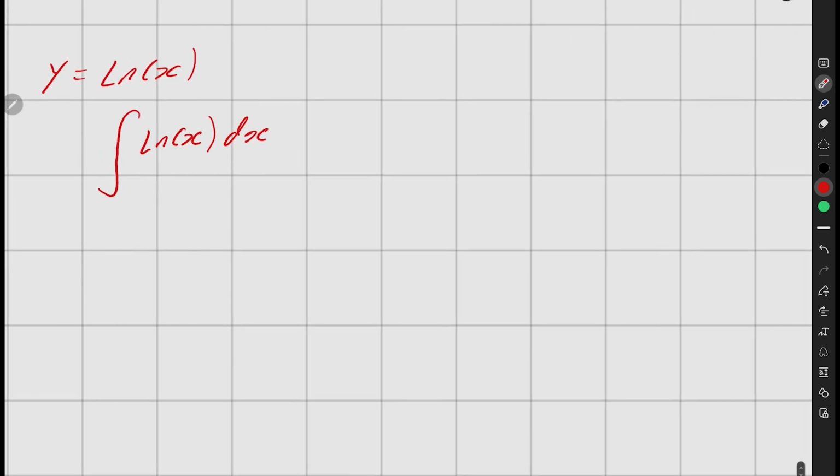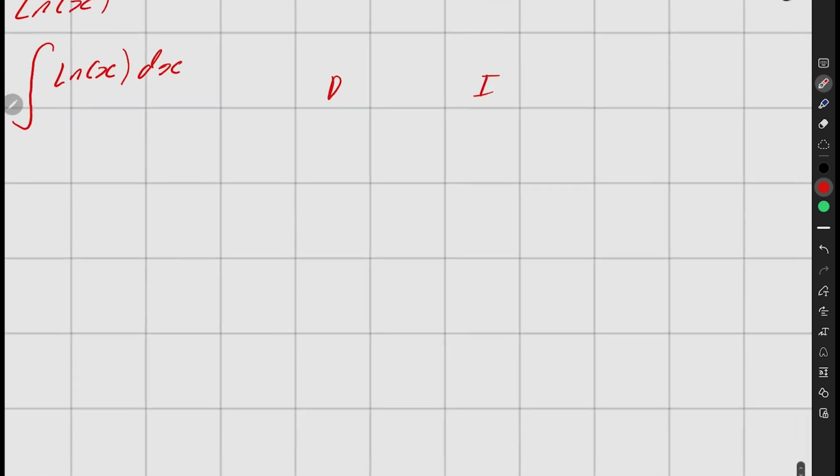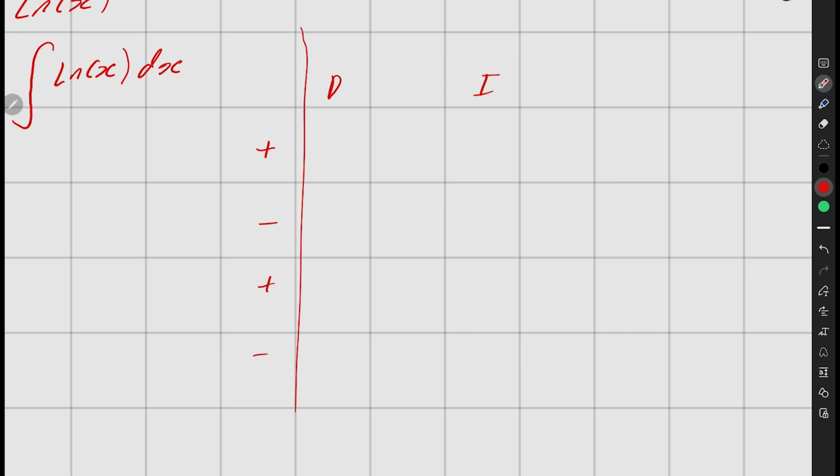We're asked to integrate this function. So for this second method of integration by parts, we're going to start off by writing d and I. And in front of the d column, we're going to have plus, minus, and so on. It's just going to oscillate between pluses and minuses, and that only applies to your d column. So essentially we have our differentiating column and our integrating column.